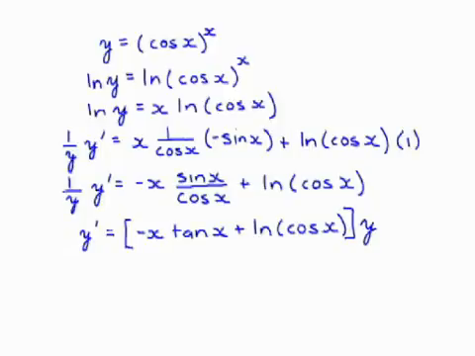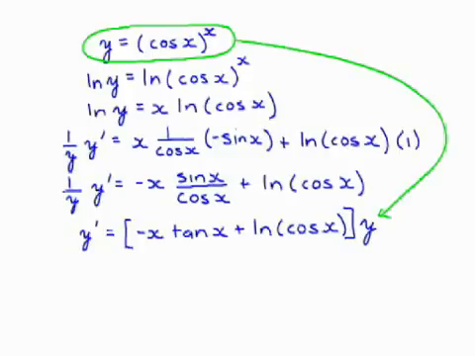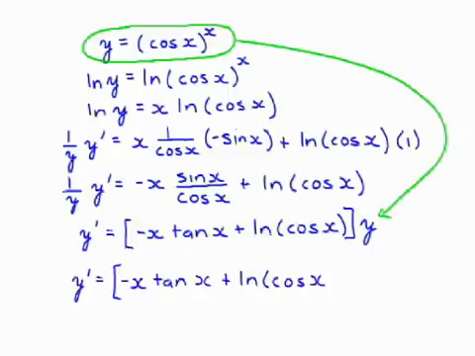If you remember, our original function is y equals the cosine of x raised to the x. So I can substitute cosine of x all raised to the x in for y, and that's how I end up with my final derivative, which is expressed solely in terms of x. So y prime is equal to negative x tangent x plus the natural log of cosine of x, and that is all multiplied by the cosine of x raised to the x.